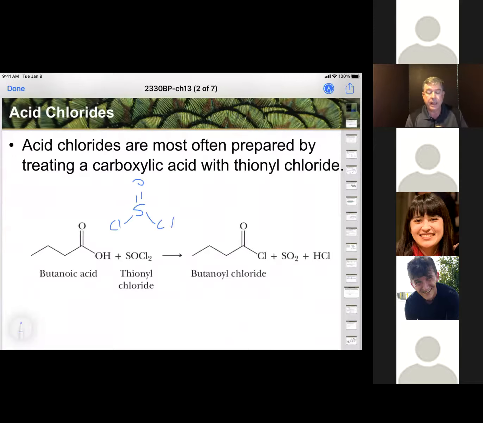Right here. And we're going to do that same trick we did with the alcohol, in that we're going to form some kind of sulfur-oxygen bond here first. And then we're going to have that leave as a group, with our chloride attacking as our nucleophile to give us our acid chloride. And then this goes off as a gas, this goes off as a gas, and it drives the reaction to completion. Okay, so this is the most common way to prepare acid chlorides from carboxylic acids.